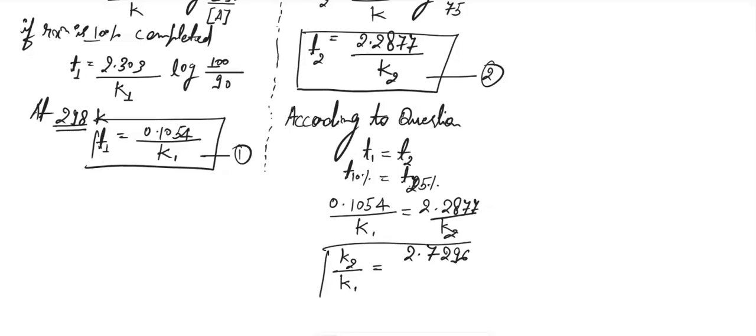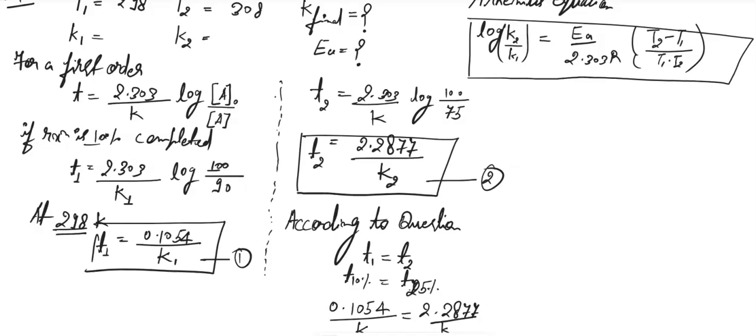Okay, so this is the ratio of the rate constant at two different temperatures. Now we will use the equation that we were talking about here. This is your Arrhenius equation in terms of the two rate constants at two different temperatures. We will put the values in this particular expression and then calculate the final answer, right?